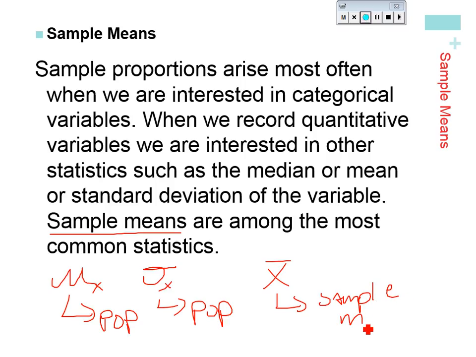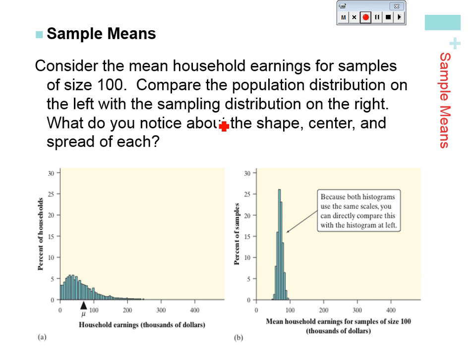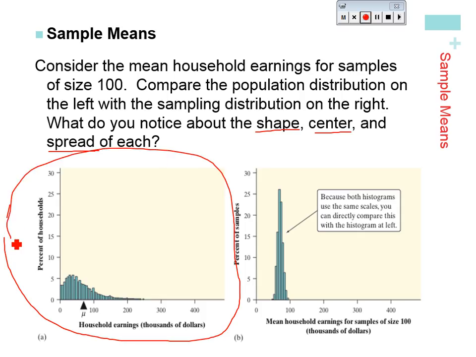So when we're talking about a sampling distribution involving quantitative data, one of the things that we're going to look at is the shape, the center, and the spread, just like we did when we were talking about categorical data. What you have here on the left-hand side is the population distribution based on household earnings versus the percent of households. And if you notice here, you have a graph that's skewed to the right. So we would say that this graph here is skewed right.